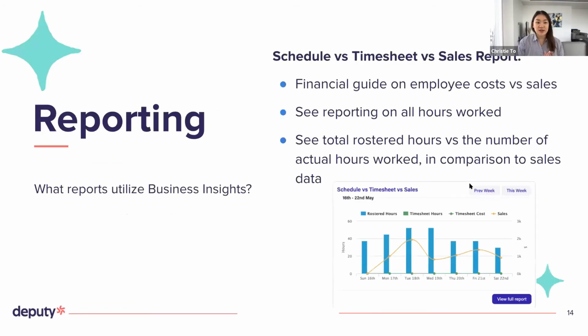And we also took a look at our reporting, which is related to business insights, and that is the schedule versus timesheets versus sales report, which shows us a financial guide on employee costs versus sales. So we took a look at the total rostered hours versus the number of actual hours worked in comparison to sales data, and we also saw a graph of how this might look across our rostered hours, our sales, and timesheet hours as well.